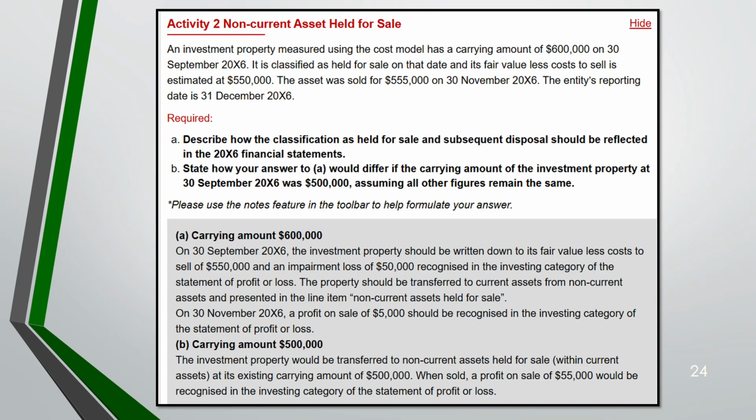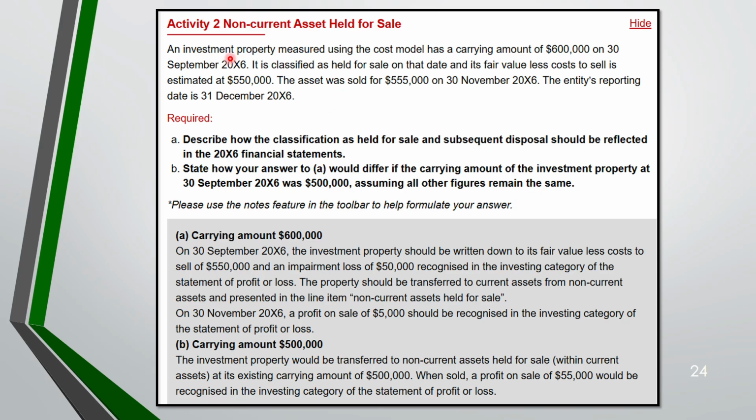Now, activity 2. In activity 2, there are two requirements. Requirement A: describe how the classification as held for sale and the subsequent disposal should be reflected in the financial statements. B: state how your answer to A would differ if the carrying amount of the investment property is different. It's 500,000, assuming all the other factors remain the same.